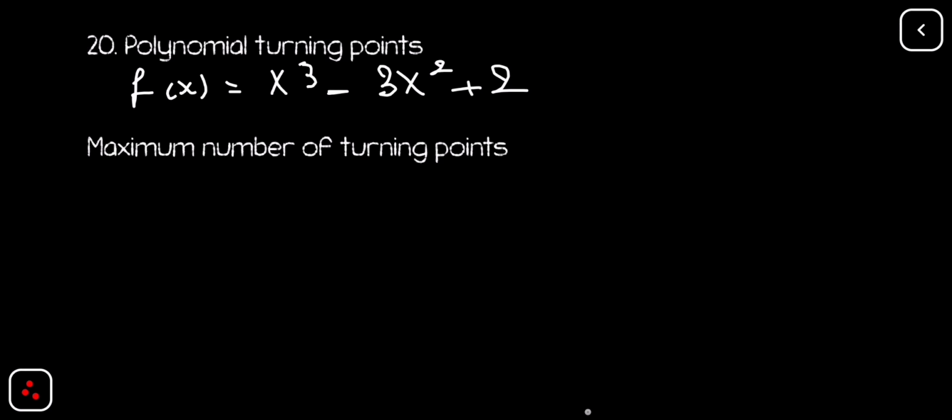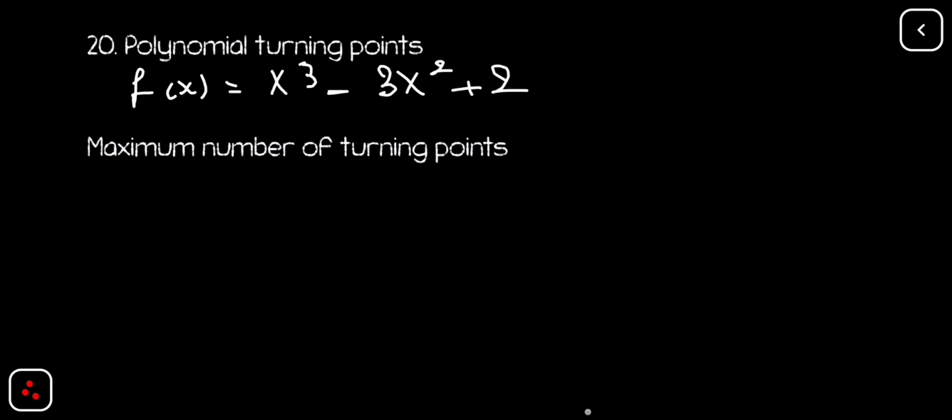So guys, the last topic: polynomial turning points. The question is f of x is equal to x to the power of 3 minus 3x squared plus 2, and it asks about the maximum number of turning points. It's easy. I made a mistake in my own exam, but you don't have to, because I thought this was a hard question and I didn't remember the formula, so I just skipped it. But this is an easy one.